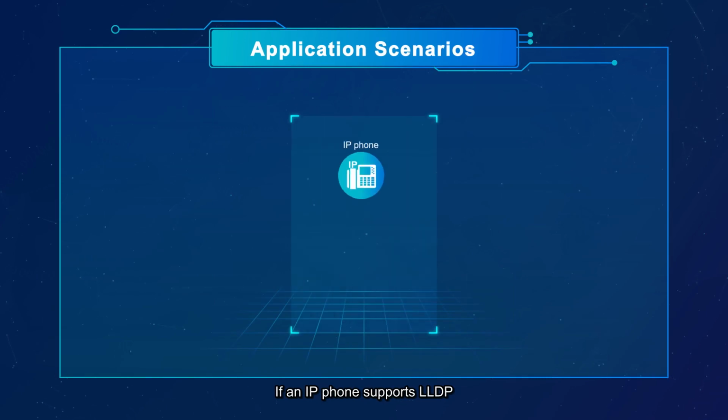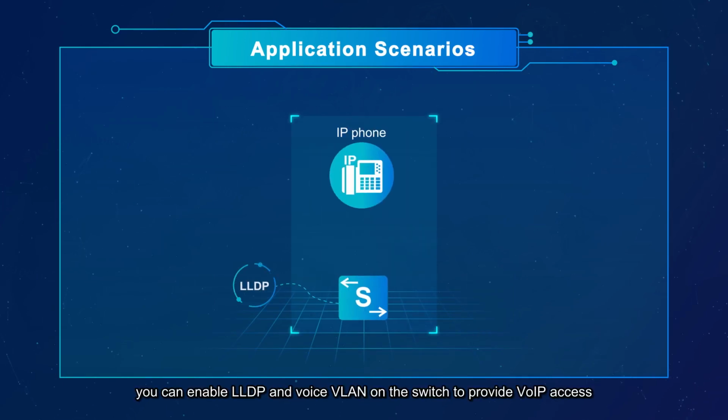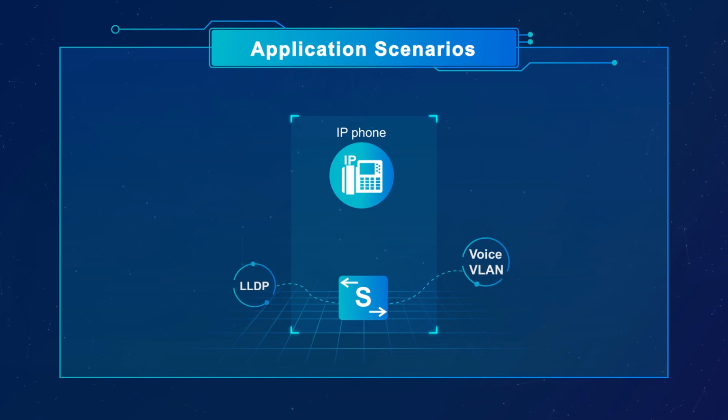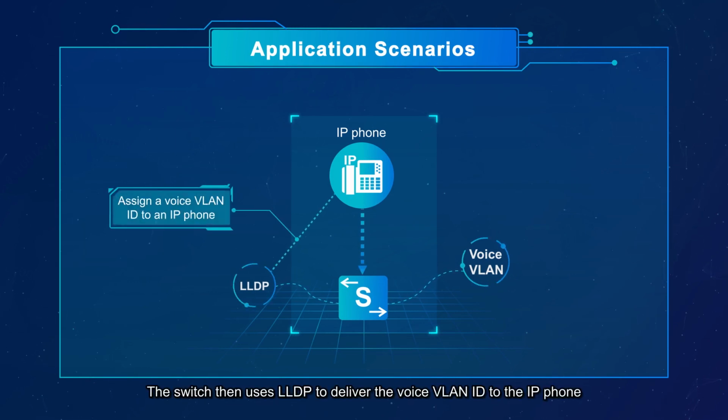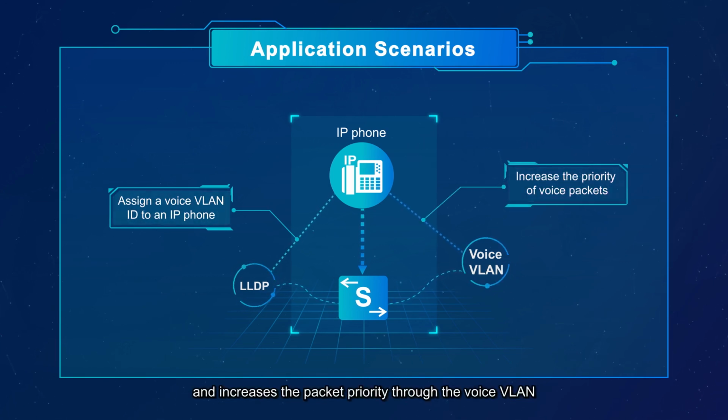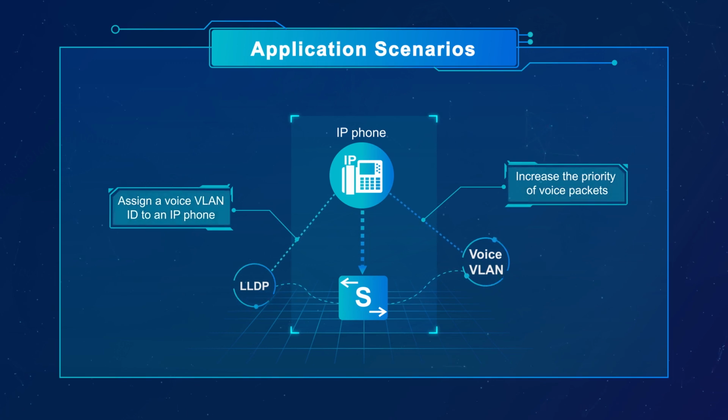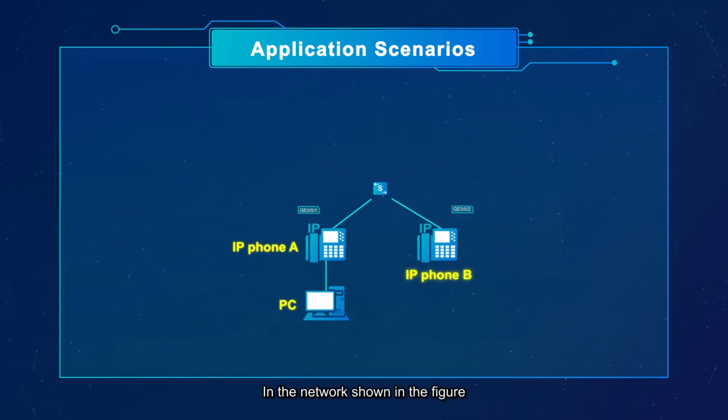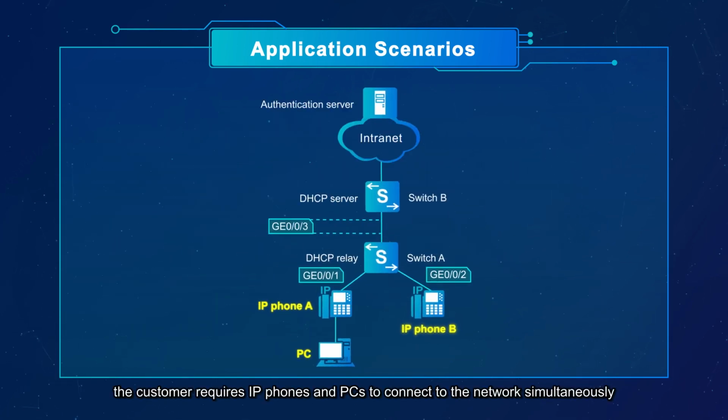If an IP phone supports LLDP, you can enable LLDP and voice VLAN on the switch to provide VoIP access. The switch then uses LLDP to deliver the voice VLAN ID to the IP phone and increases the packet priority through the voice VLAN. In the network shown in the figure, the customer requires IP phones and PCs to connect to the network simultaneously.